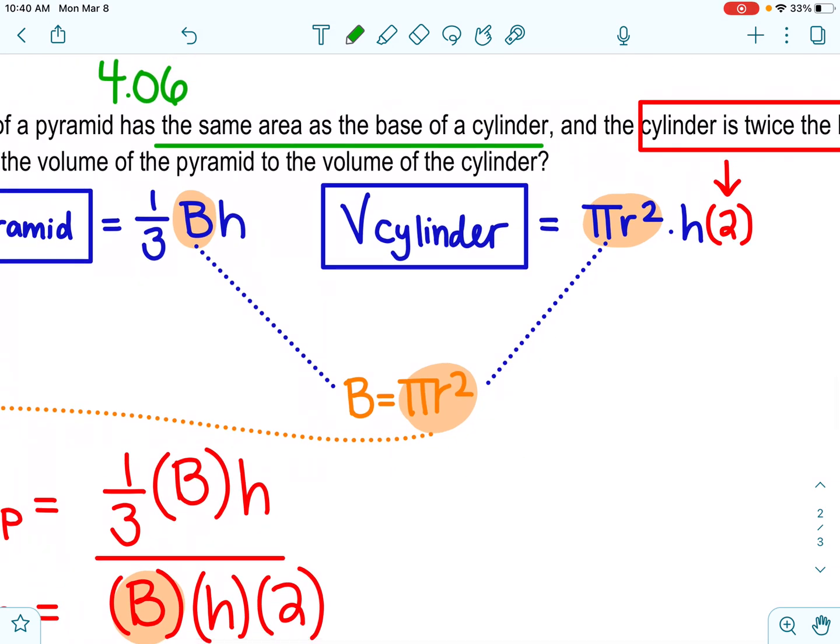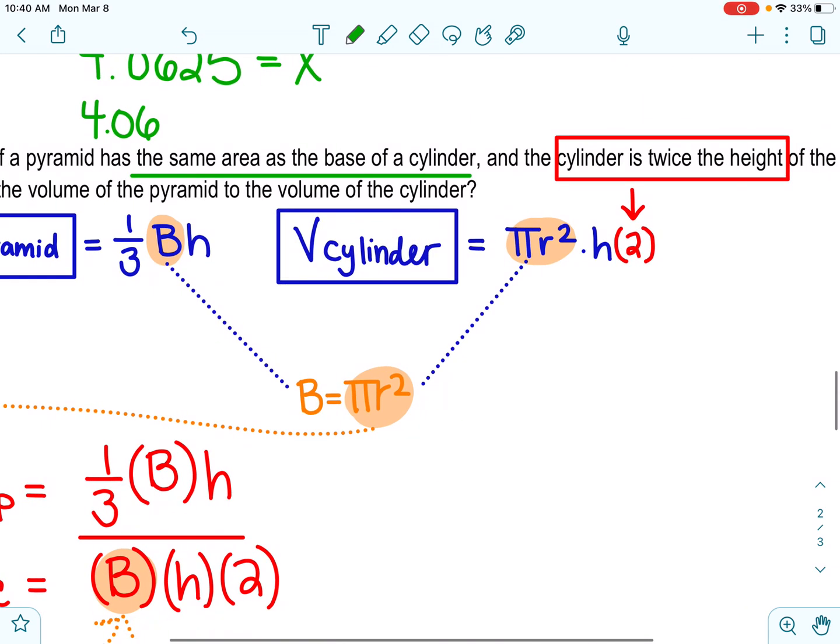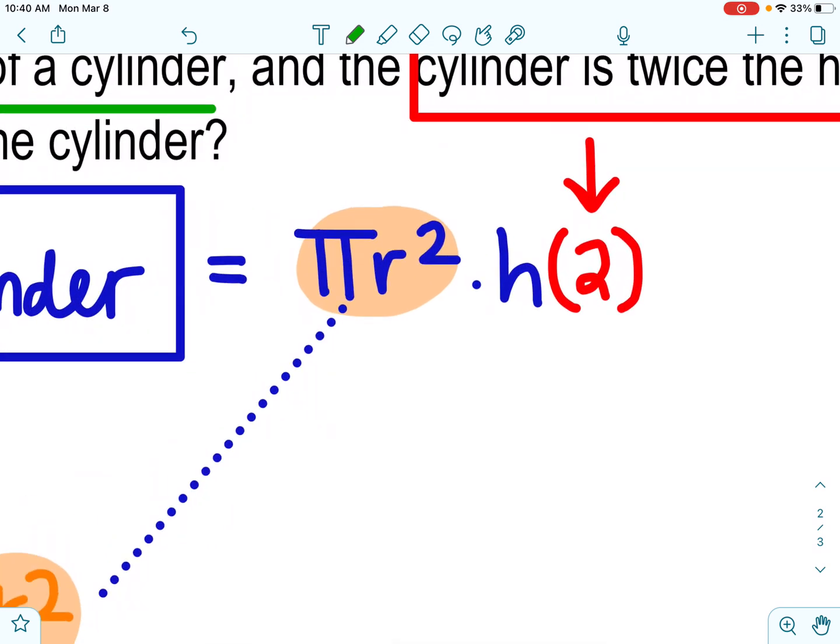Now, the other wrench in the game is that the cylinder is twice the height. So if this pyramid has a height of 5, then this one needs to have a height of 10. So I put a 2 here because, assuming the heights are equal, we need to double this one.